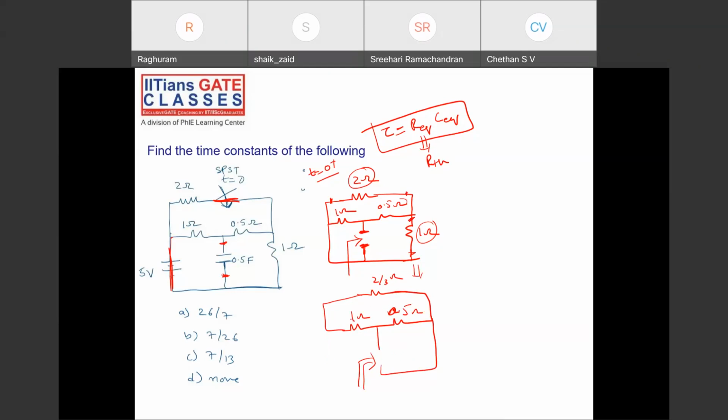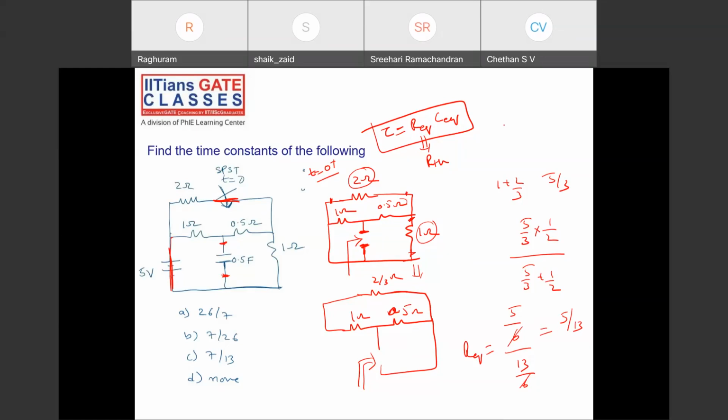Now 2 by 3 and 1 are in series: 1 plus 2 by 3 is 5 by 3. 5 by 3 is in parallel with 0.5. That is 1 by 2 by 5 by 3 plus 1 by 2. Sorry, 5 by 6, and the 6 and 6 get cancelled. This is 5 by 13. 5 by 13 is R equivalent.